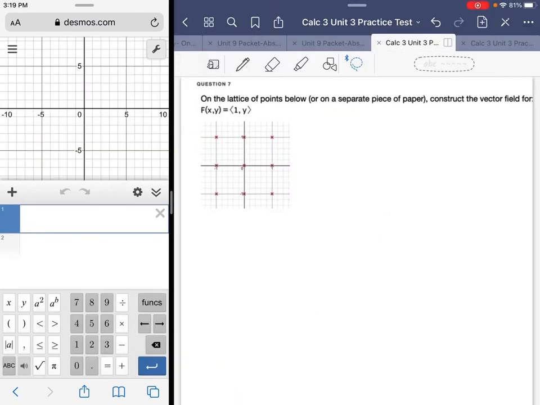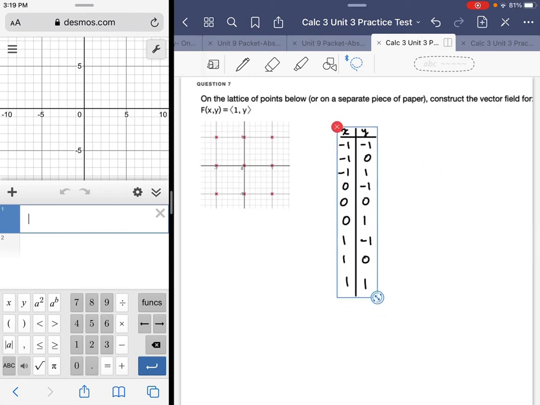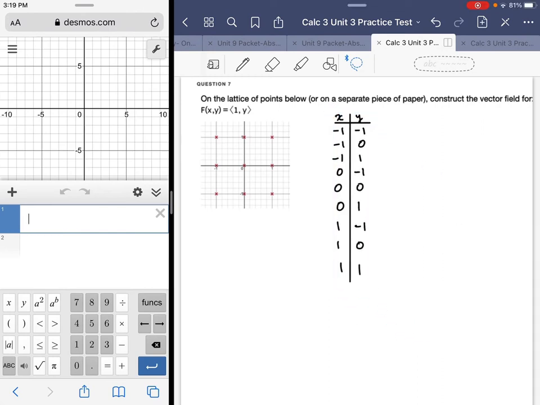So we're looking to construct a vector field for this lattice of points, having the vector equation 1, comma y. So what I'm going to do is I'll just put all the points there indicated based off of the lattice, the little x values that are indicated on the graph. But we're going to plot only 1, comma y. So for every one of these y values, we're only going to plot the number 1 for the corresponding value of x.